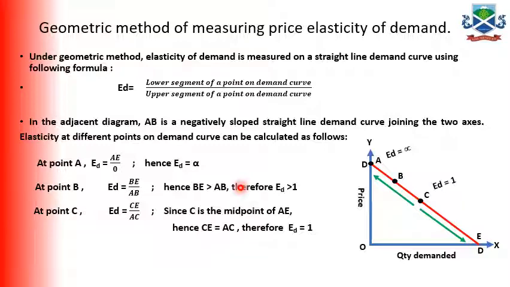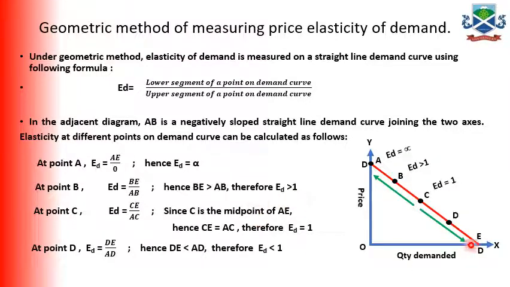For example 3 by 2: the numerator is 3, the denominator is 2, if you divide 3 by 2 you will get 1.5, which is greater than 1. Same way, if you take any value with a greater numerator, it comes as an improper fraction, as we learned in class 7. Based on that you can judge whether the ED value is greater than 1 or less than 1. Now moving on to the next part, point D. At point D, the lower segment is DE and the upper segment is AD. Obviously AD is greater, that is, the denominator is greater and the numerator is smaller.